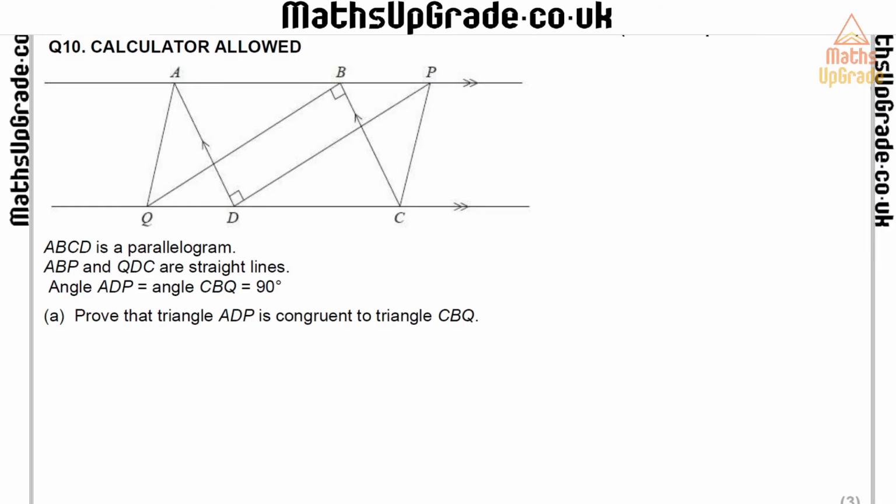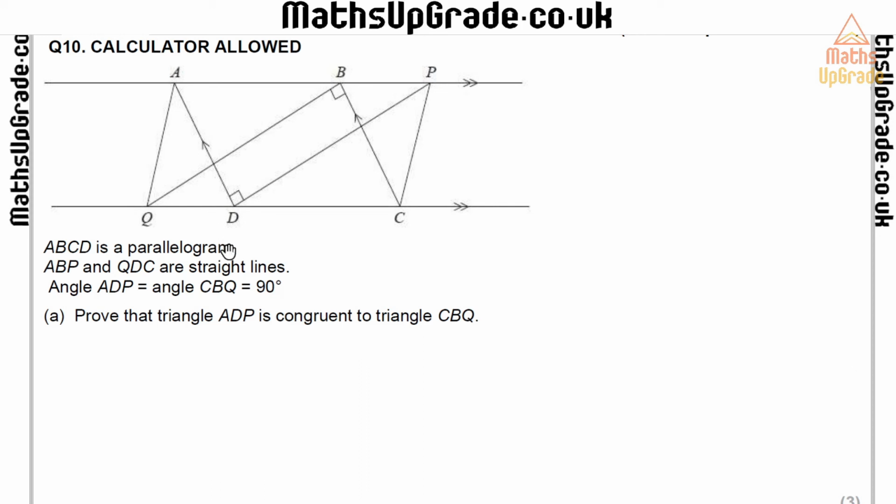Okay, so question 10 states that ABCD is a parallelogram. ABP and QDC are straight lines. So these are straight lines, and you must know that they're parallel because they're part of this parallelogram. Angle ADP equals angle CBQ. So ADP is equal to CBQ, which both equal 90, and that's marked on the diagram.